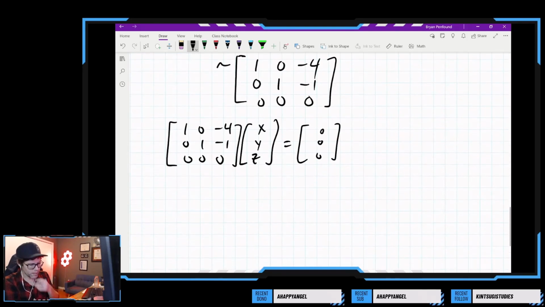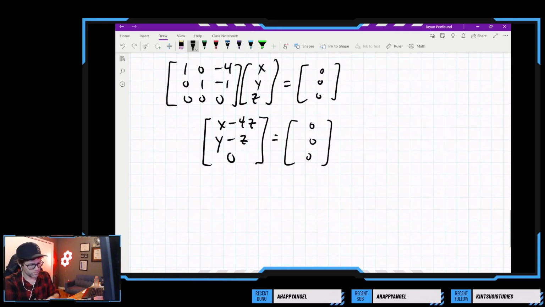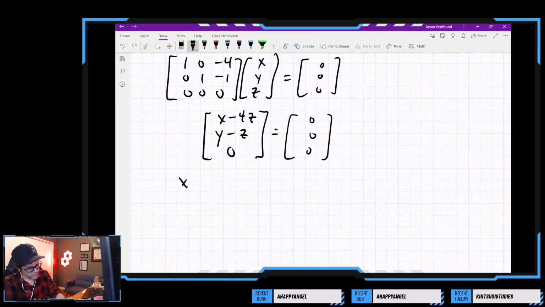And if we multiply out the left-hand side, what are we going to get? We're going to get x minus 4z. We will get y minus z, and then we'll just get 0. Okay, so it's up to us to figure out what to do with x minus 4z equals 0 and y minus z is equal to 0.